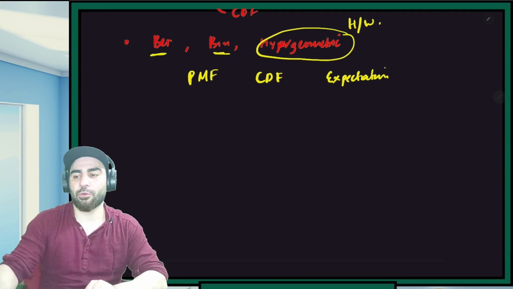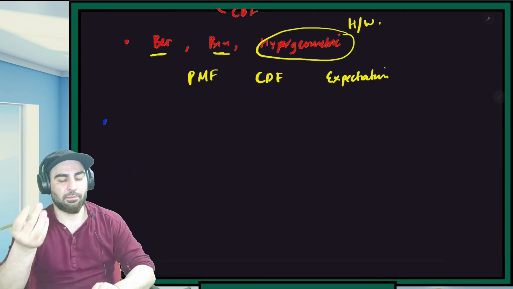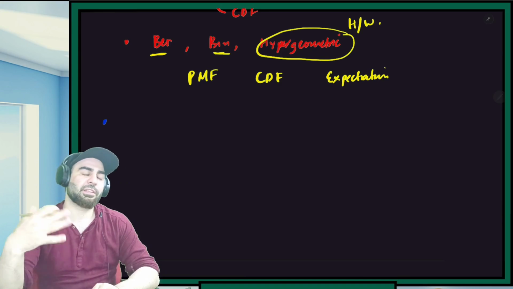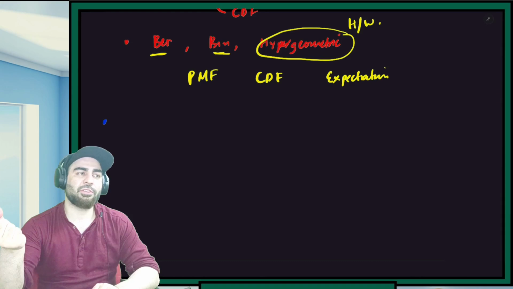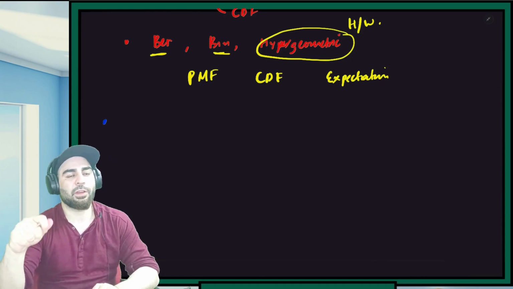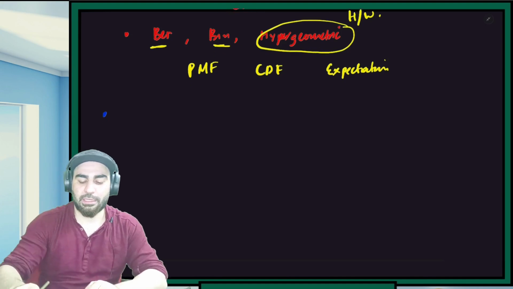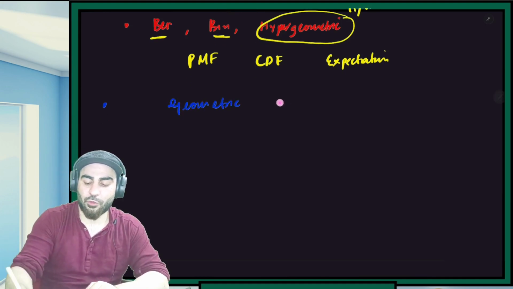Now today we are going to shift our gears and see other distributions, other discrete random variables, the discrete distributions, almost each of which will be used in machine learning or deep learning in one way or the other. So the first distribution is the geometric random variable, the geometric distribution.